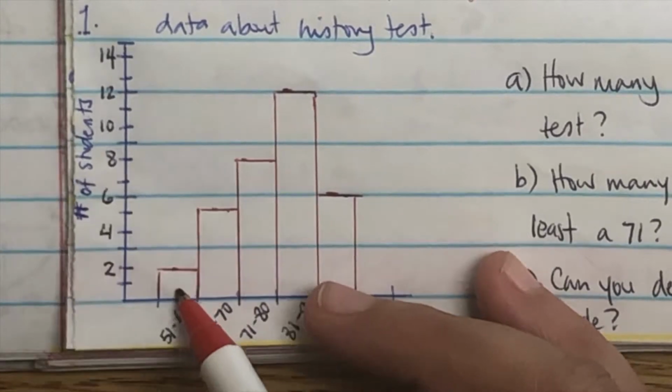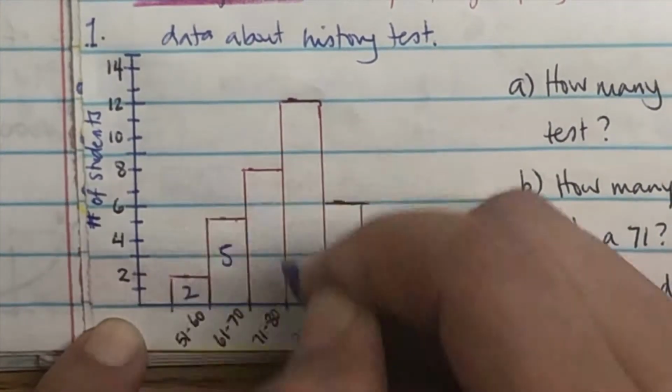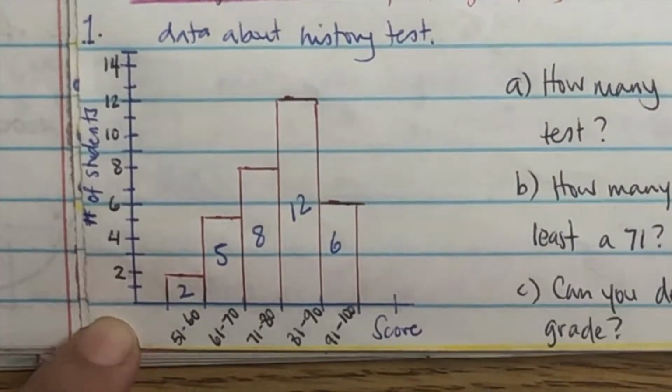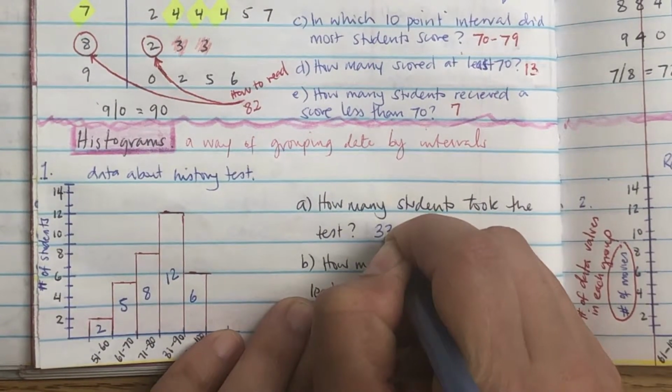How many students took the test? Well, in this section, I have 2. In this section, I have 5. In this one, I have 8. That one, I have 12. And in this one, I have 6. So how many students took the test? Add all of these numbers up, you get 33.